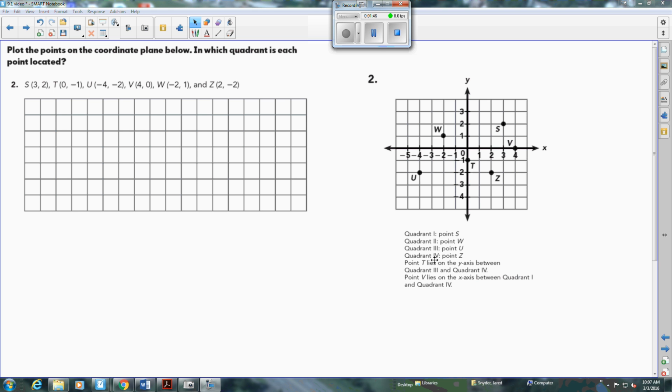Then it gives the quadrants that they're in. S is in 1, W is in 2, U is in 3, Z is in 4. In which quadrant is each point located? And we did that. Okay, so just remember, one way to remember this, by the way, is C stands for correct. If you're trying to remember how to do your quadrants, it goes around. Just a little side note.